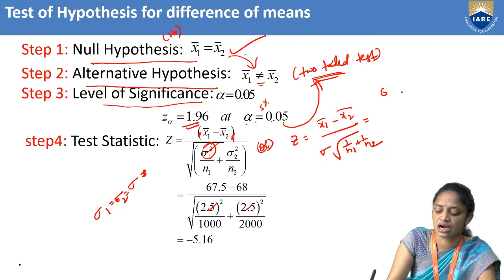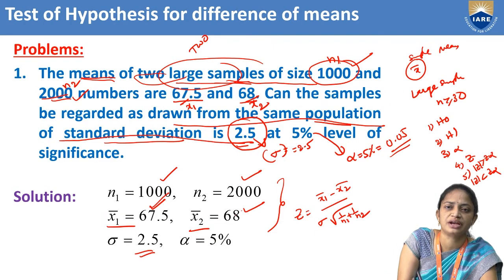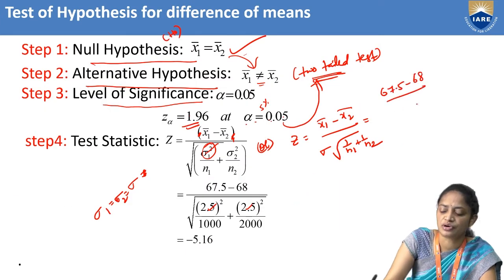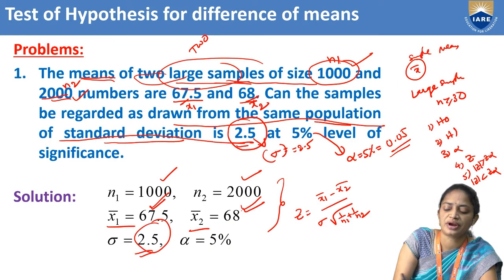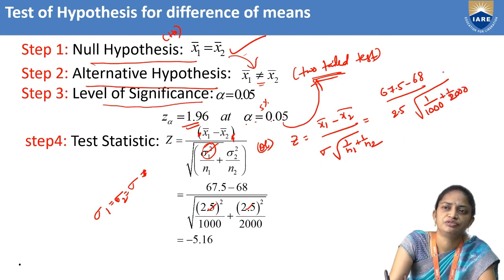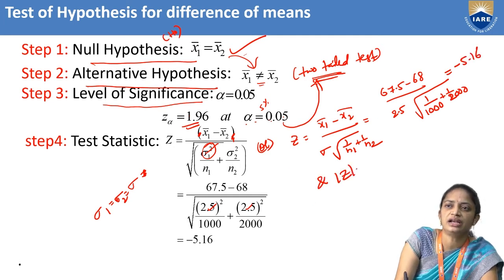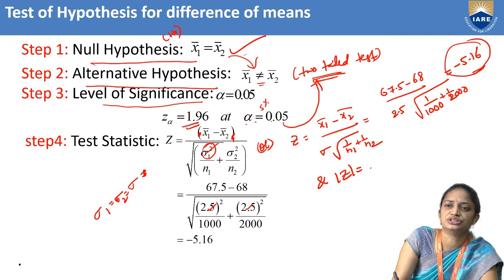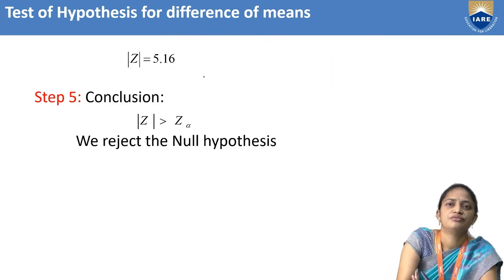Here x1 bar is 67.5 and x2 bar is 68. So this is 67.5 minus 68 divided by sigma, which is 2.5, into the square root of 1 by 1000 plus 1 by 2000. If you simplify this, we get minus 5.16. But we need mod z, so we convert the answer into positive. So mod z equals 5.16.